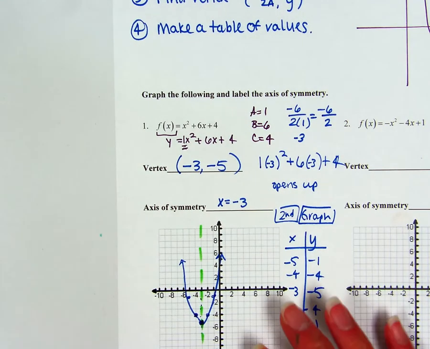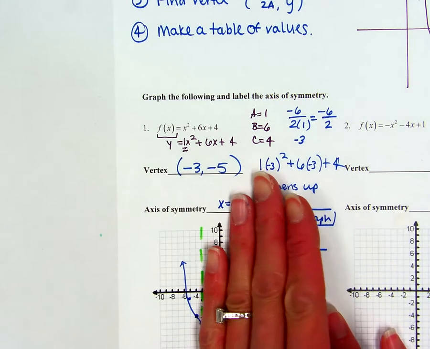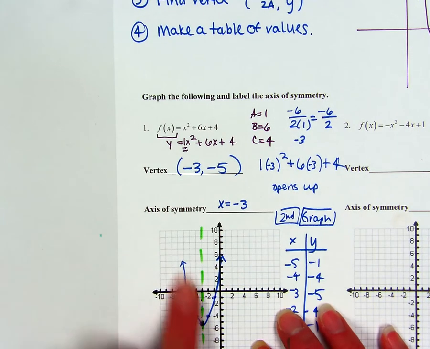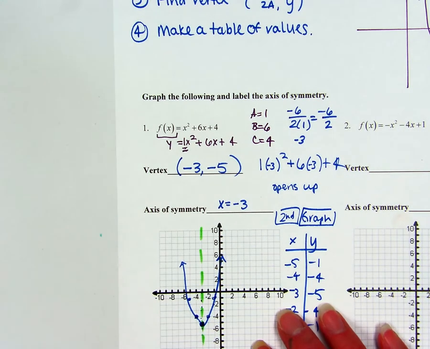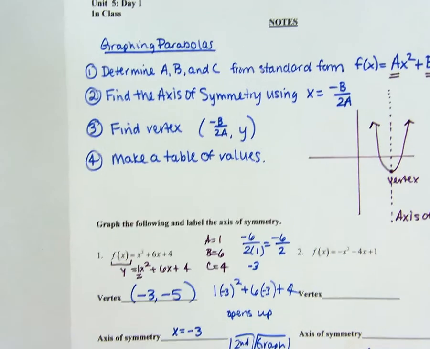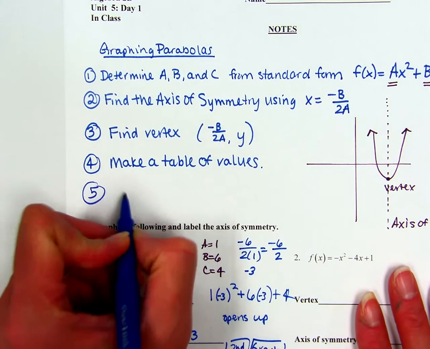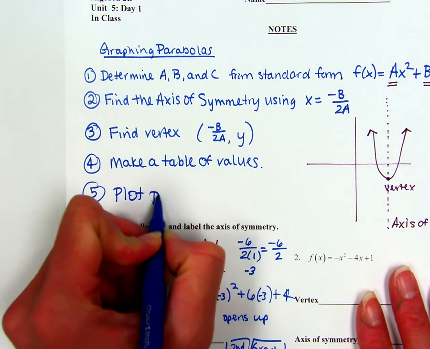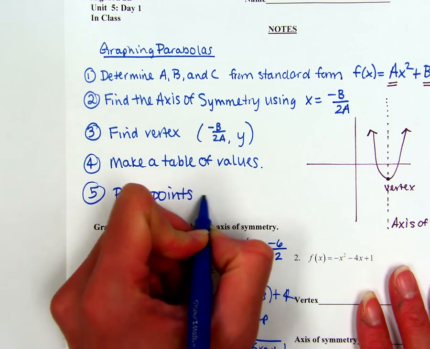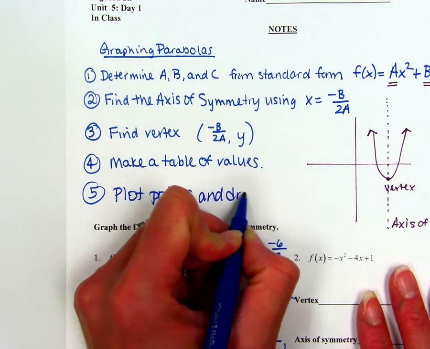So if you look at your graph, everything on the left side, if I were to fold this in half over the line, it should match up with everything on the right side. Okay? I'm going to actually add a step 5. Plot the points and draw the parabola.